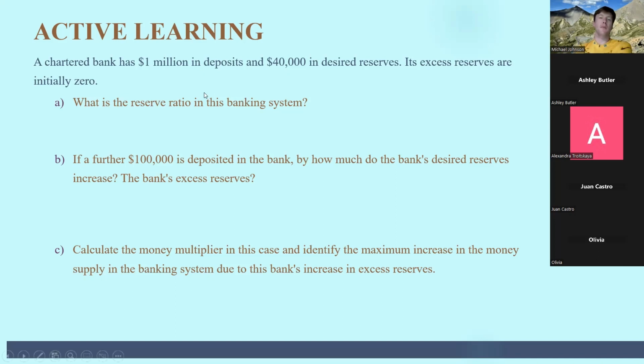A charter bank has $1 million in deposits and $40,000 in desired reserves. Its excess reserves are initially 0. What is the reserve ratio in this banking system? So what is the reserve ratio in this banking system here? 40,000.